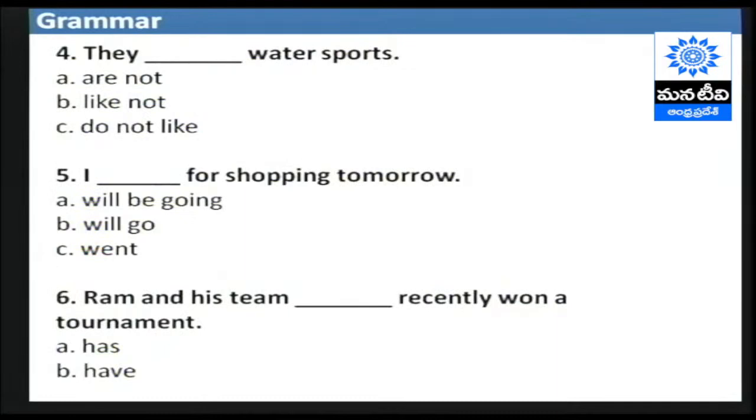Let's look at this question again. Number 6: Ram and his team dash recently won a tournament. Now this is a trick question, because Ram is part of the team and team is a collective form. It just won. Ram and his team have recently won? No. Ram and his team has, because it's a singular form. The subject is singular, so I'll use has.